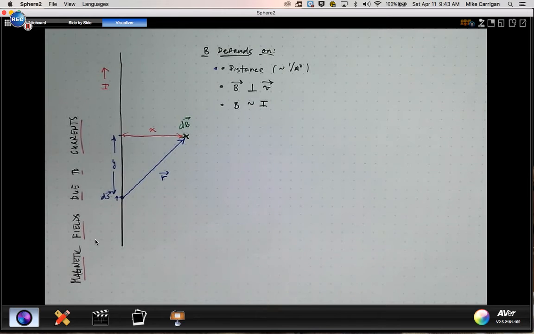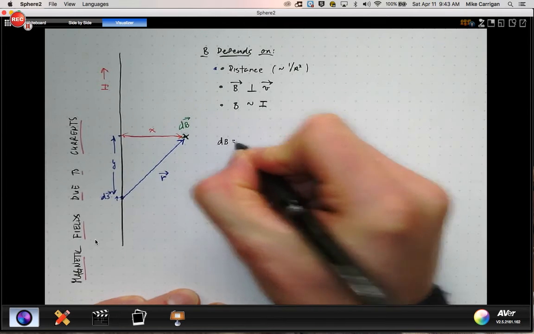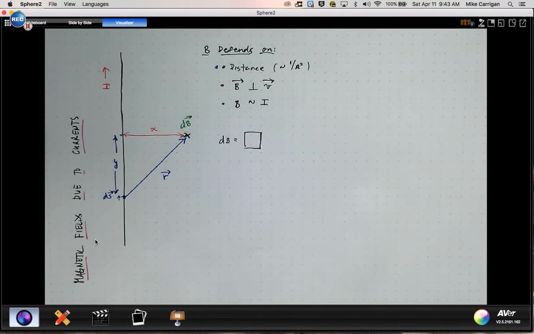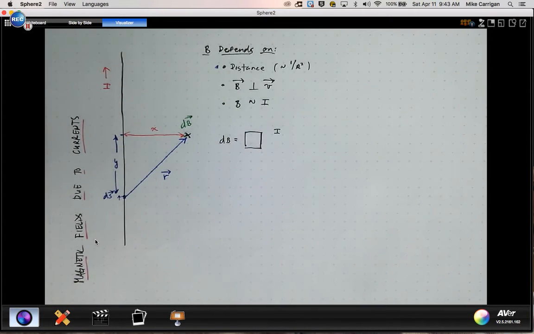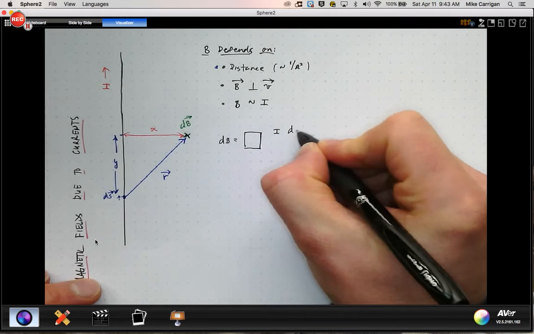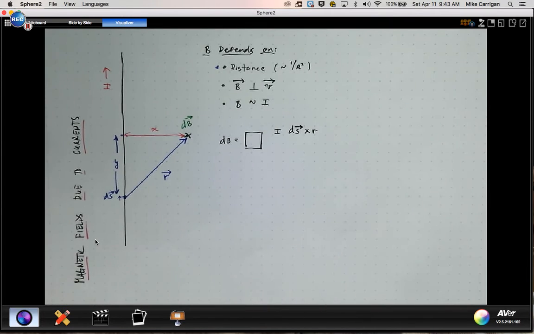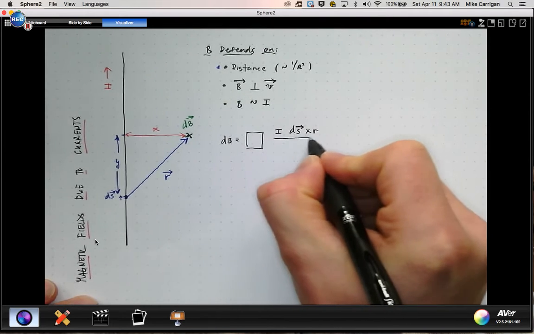And that dB vector, if I wanted to write an expression for it, might be something like this. dB is going to be equal to some constant, and we'll come back to what the constant is. There's always some constant, right? And then it's going to depend on I, so the magnitude of I matters. I need to get a cross product in there, and the cross product is between the vector ds and r. So I'm going to write ds cross r. And I need to get a 1 over r squared value in here as well. So on the bottom, I want to have an r squared.